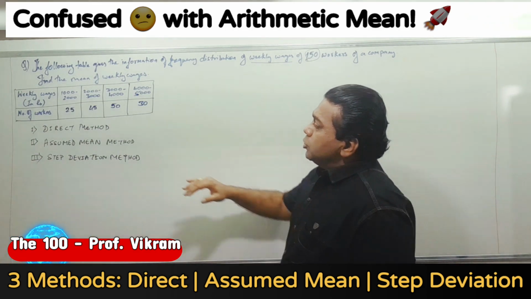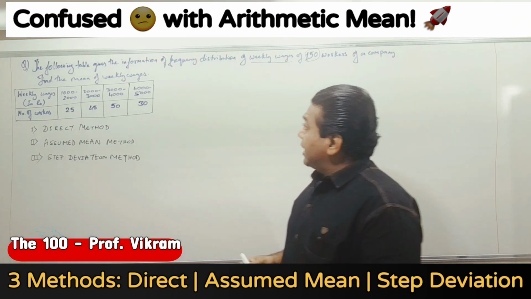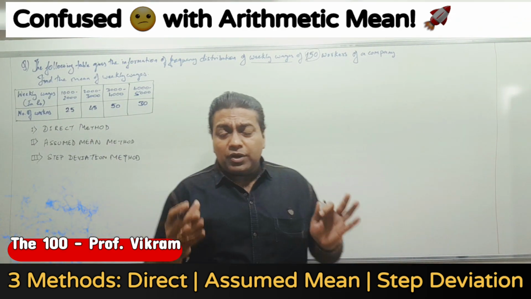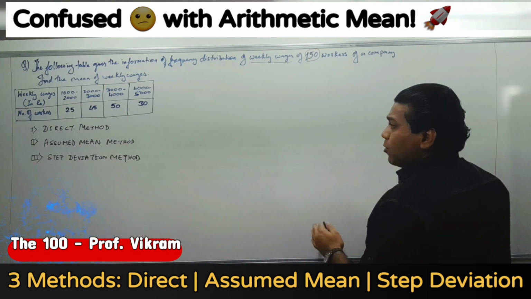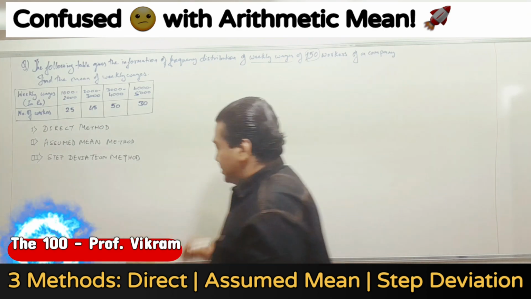Okay, so let's come to the direct method, assumed mean method, and step deviation method. 3 methods are there, and on this board we are short of space, but I want to show you all 3 methods in the same space which is there with us.